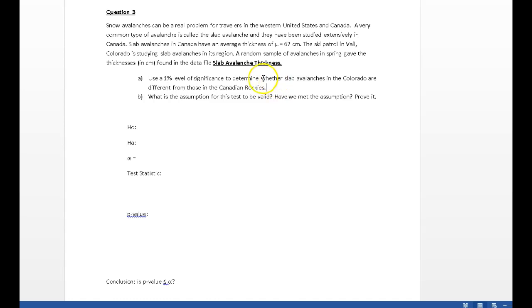Is the average in Colorado the same, or is it different? Basically, that is the question. Now, by the way, notice that this question does not tell me to determine whether it's the mean of these slab avalanches, but really we are being asked to compare Colorado to the Canadian Rockies, and the value in the question is about the average thickness. So I would infer from that that I need to compare the average in Colorado. Okay, we're not being asked to do a confidence interval, and really there's only two ways, at least in this course, that we're going to make decisions about populations. We either calculate confidence intervals or we do a test of hypothesis. In this case, it's going to be a test of hypothesis.